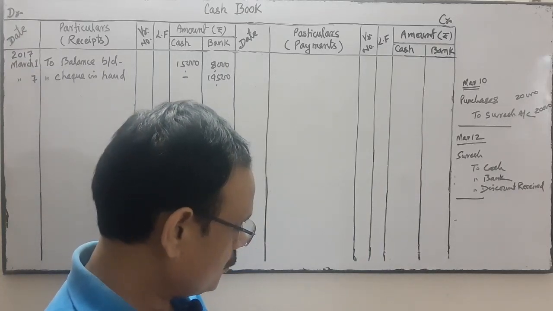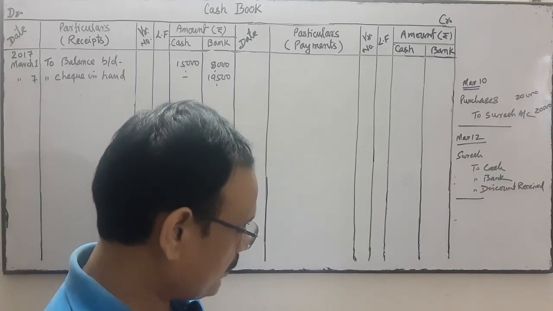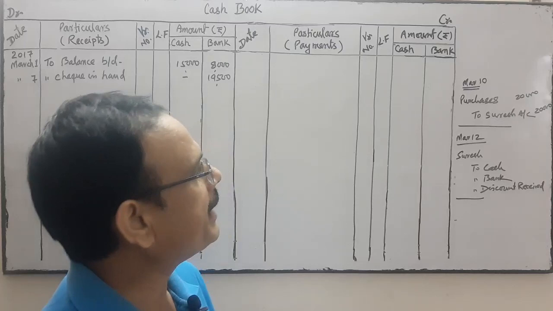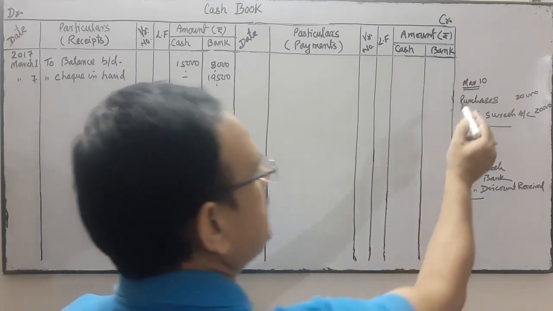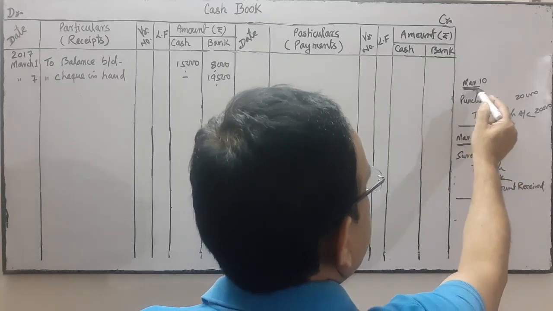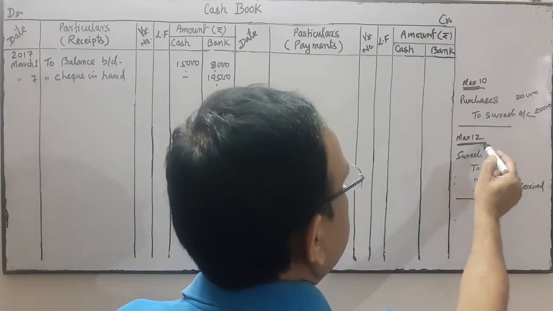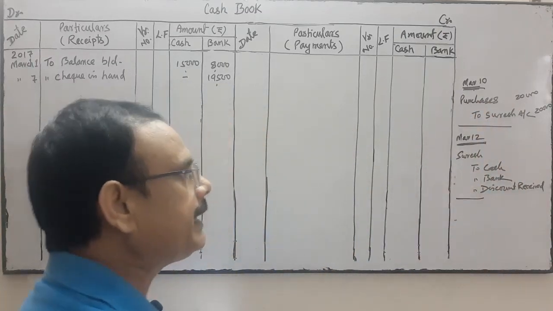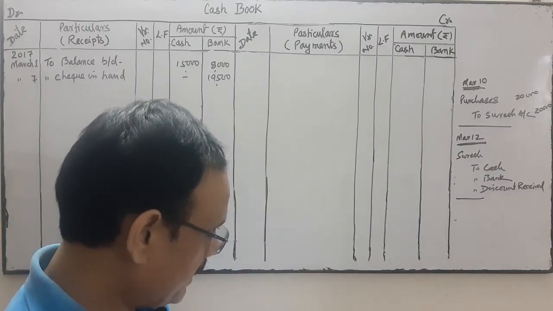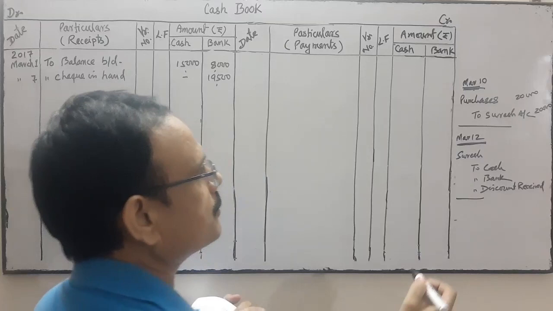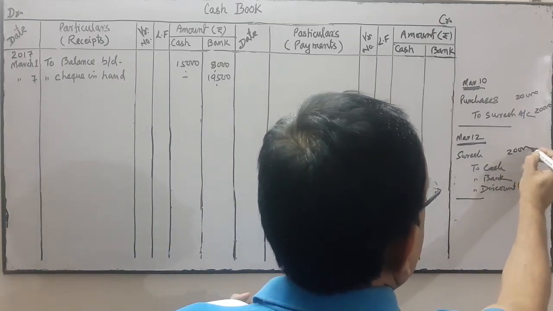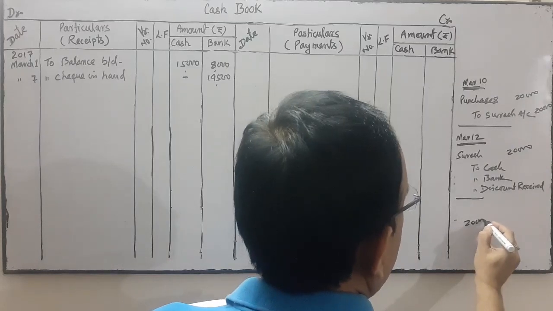So on March 12, payment made to Suresh, half in cash and half by check. Payment is made within 3 days: purchase date is 10 and payment date is 12. It is within 3 days, so as per the terms and conditions, you will get the 5% cash discount. So 5% cash discount on 20,000, 5% of 20,000.